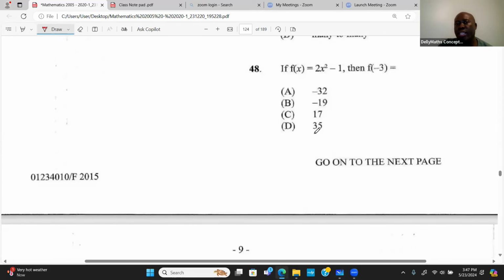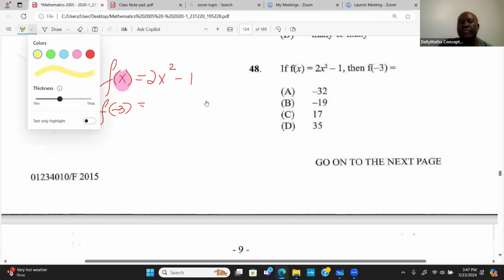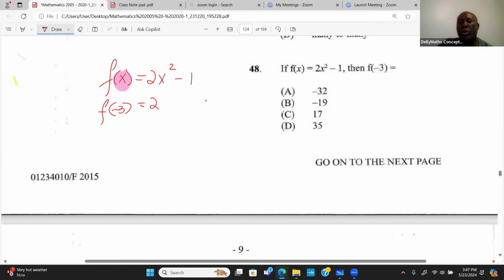All right, let's take a look at 48. 48 says, what we have here is that f of x is equal to 2x squared minus 1. What we intend to find is f of negative 3. Negative 3 is an input. X here are the input values. I'm going to plug in negative 3 where x is. So it's going to be 2 times negative 3 squared minus 1. We're still going to work this down. Remember, when you square negative 3, that's positive 9. 2 times 9 is 18, minus 1. My answer is 17, and it's at C.